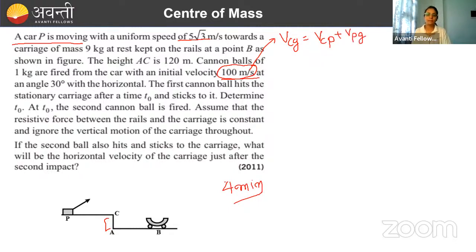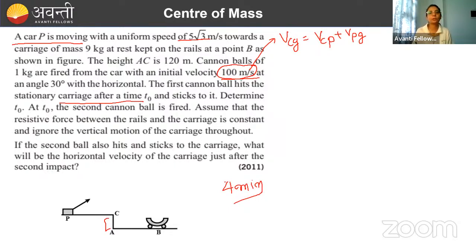कुछ ऐसा करते है ना? But it's directly given 100 meter per second, means it is with respect to ground. So nothing to worry about. So the very first thing is: first cannonball hits the stationary carriage after a time t naught and sticks to it. So t naught time में ये यहाँ से यहाँ पहुँच गया. Done. So first we have to calculate t naught.